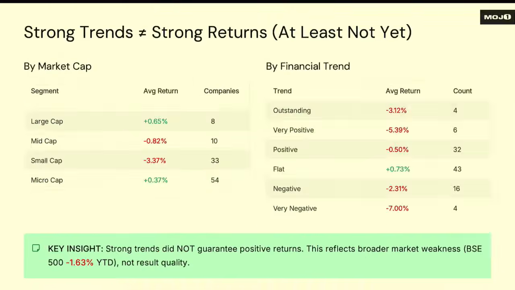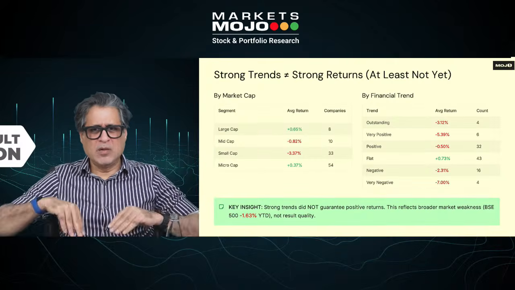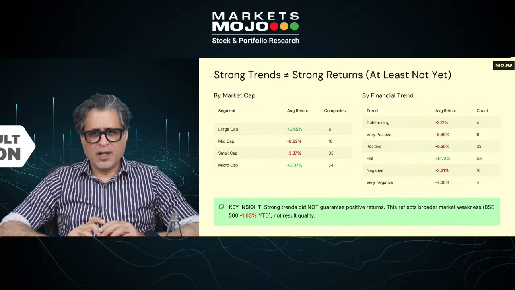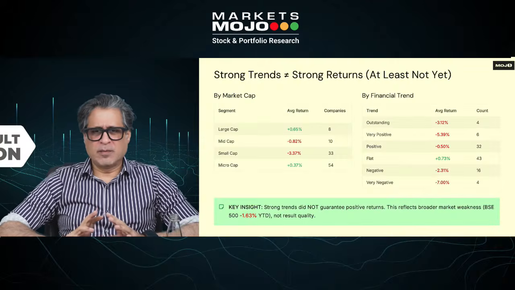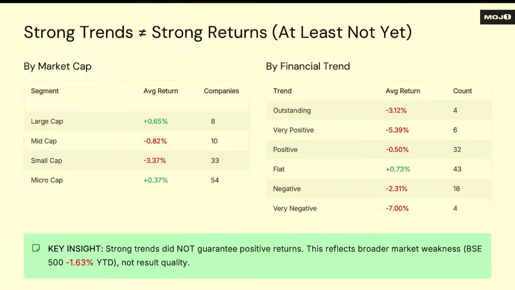Let's make it very interesting now. This is my favorite slide, and let's see what we can analyze here. Let's stay on this slide. Let's absorb this particular slide. What we did here is that we looked at the market caps, and now you know that mid caps declared the best results. The second was small caps. The third was micro caps, and the fourth was large caps. The result is the opposite.